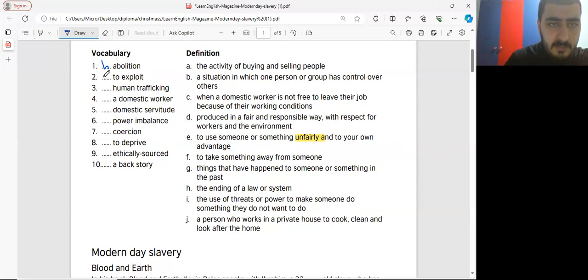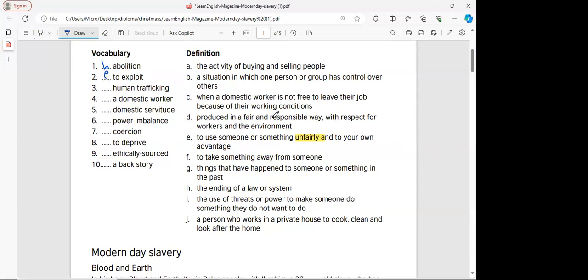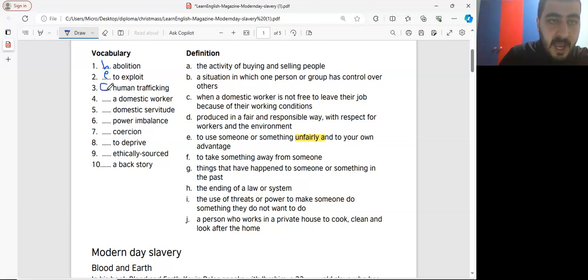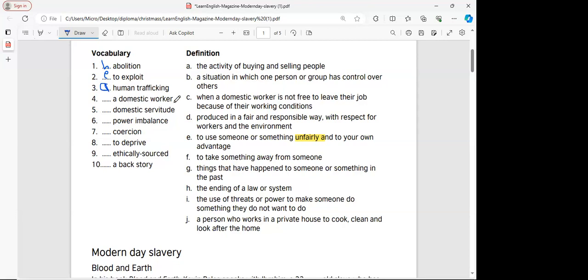Human trafficking. Number 3. I think the activity of buying and selling people. Exactly. I can't believe this is a real thing that happens in the world, but unfortunately it happens. The activity of buying and selling people. Yes. Okay. A domestic worker.